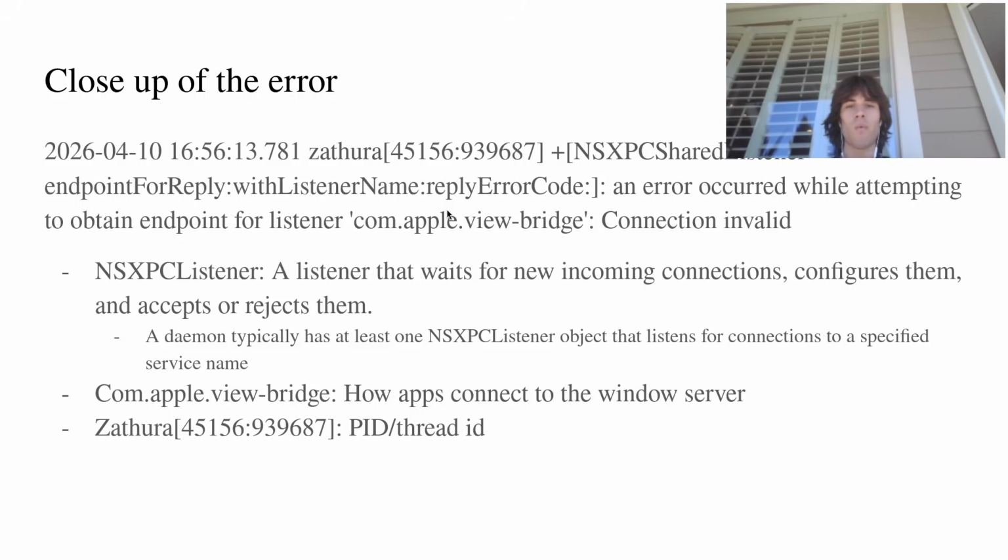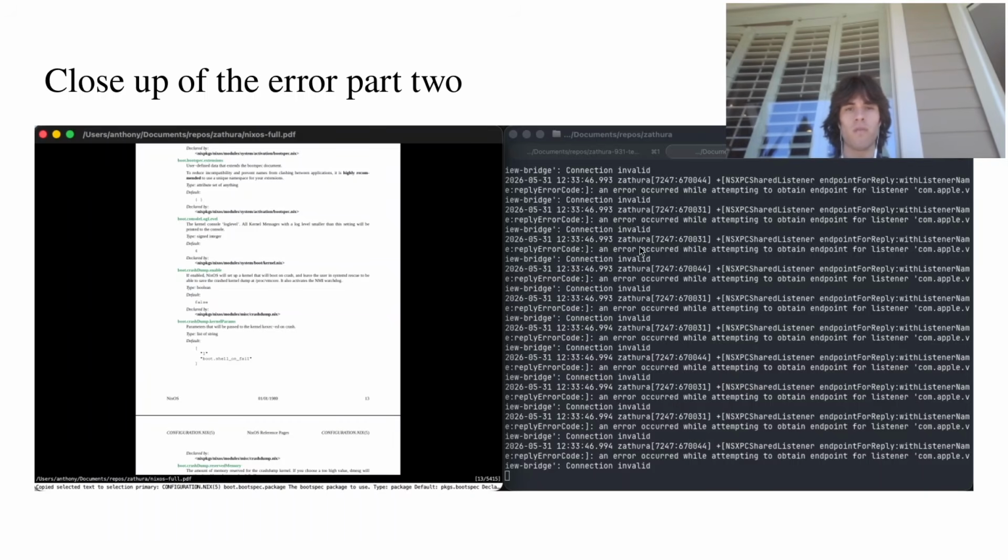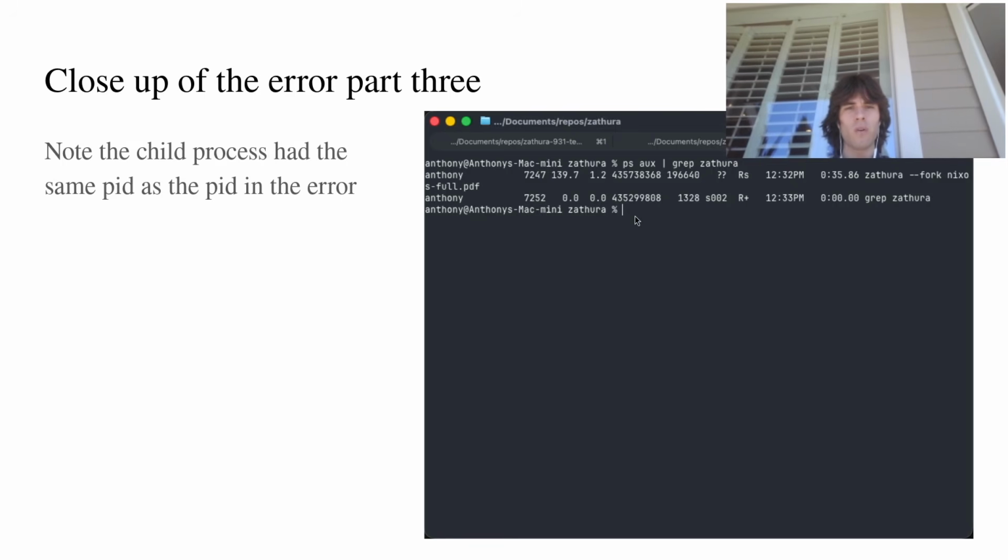And then one final thing I want to point out is if you look right here, you have your PID and your thread ID. So looking back at our screenshot of the error message in the terminal, we can note that the PID having issues is 7247, in this case at least. And if you take a closer look using ps and then grepping for Zathura, you can see that that same PID 7247 is having issues. So now we know that the child process is what's giving us issues.